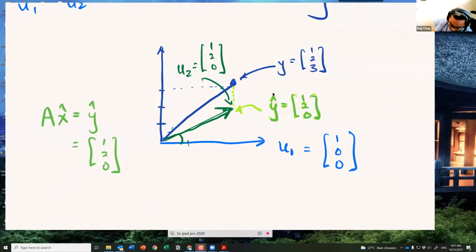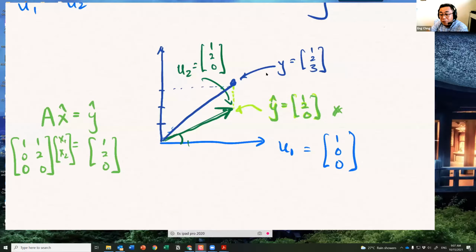So my A now is of course changed. My A is now 1, 0, 0 and 1, 2, 0. So what's my x1, x2? Again, if you realize that my Y hat needs to be 1, 2, 0, because any linear combination, I'm still sitting on the floor, on the plate, on the floor.